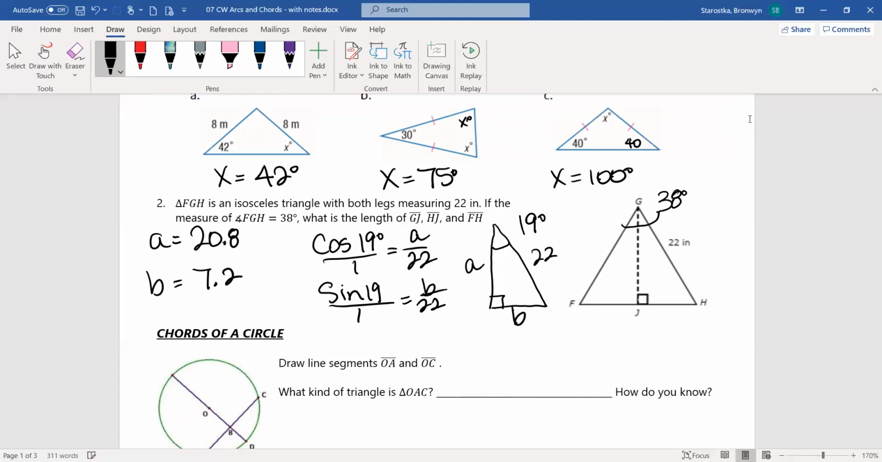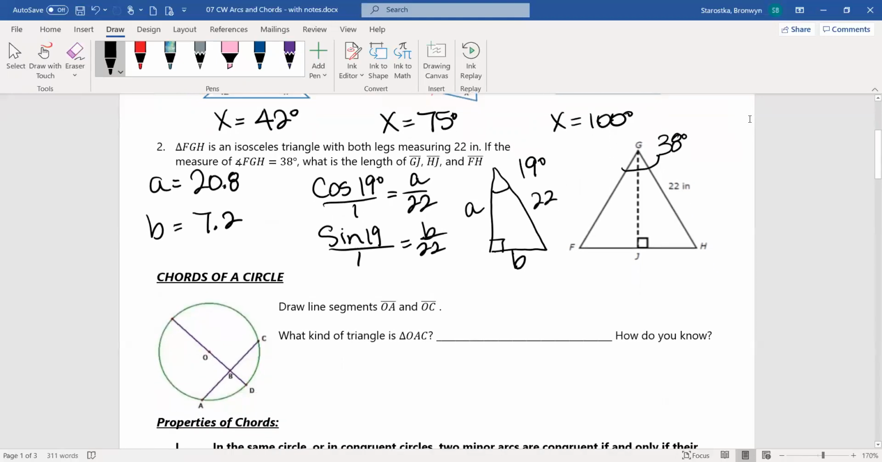So we have to go back and see what the question's actually asking. We want to know GJ, well that's A, the altitude, 20.8 inches. HJ, that's B, 7.2 inches. And FH, well that's B times 2, 14.4.